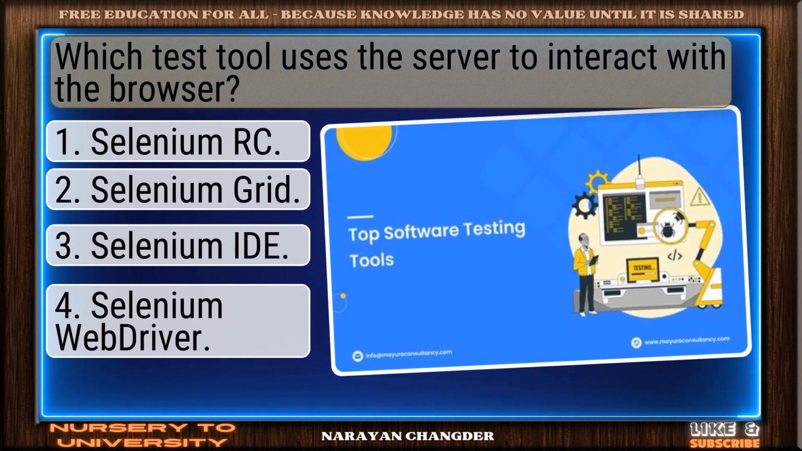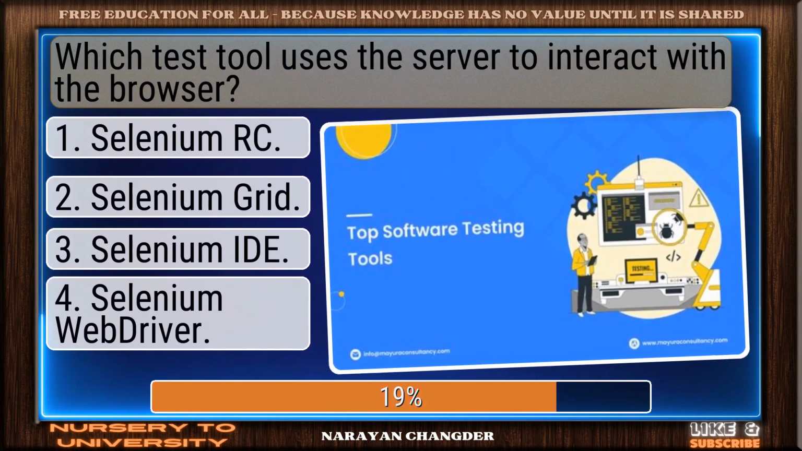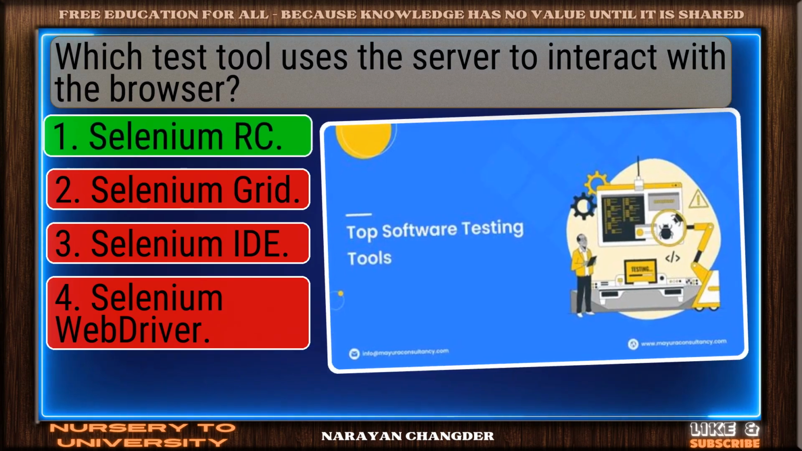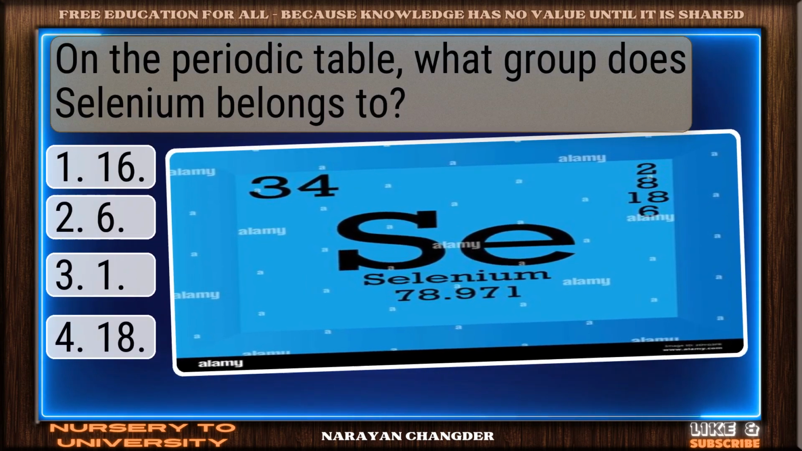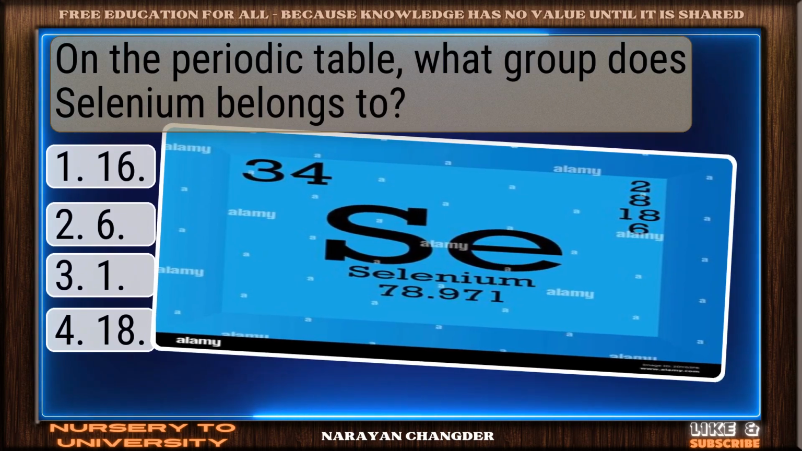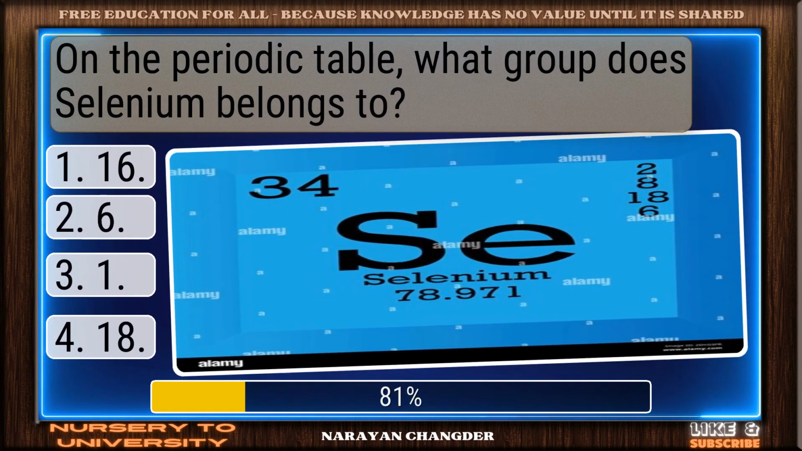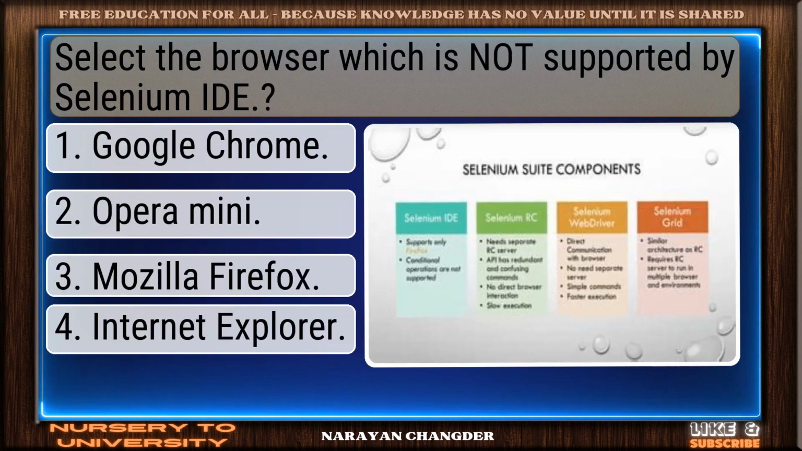Question number 25. Which test tool uses the server to interact with the browser? Perfect. Selenium RC is the correct choice. Question number 26. On the periodic table, what group does selenium belong to? Excellent. 16 is a brilliant choice.